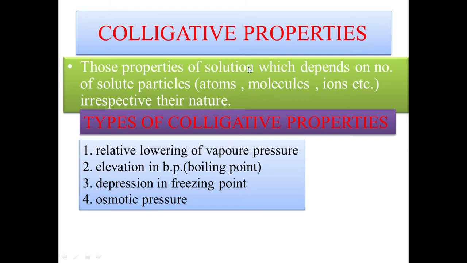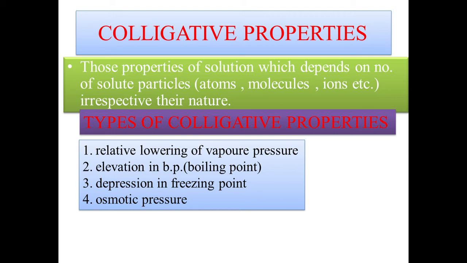These are called colligative properties. So in this chapter we talk about four colligative properties. One is RLVP, that is relative lowering of vapor pressure, EBP, that is elevation in boiling point, DFP, that is depression in freezing point, and OP, that is osmotic pressure. So first we talk about the relative lowering of vapor pressure.